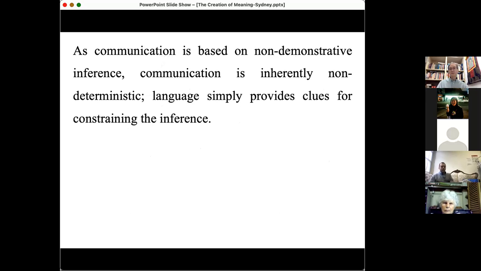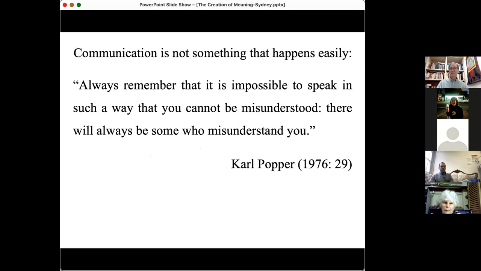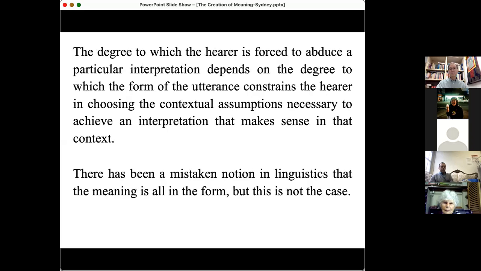Language simply provides clues for constraining the inference. Communication is not something that happens easily. As Karl Popper said, always remember that it's impossible to speak in such a way that you cannot be misunderstood. There will always be some who misunderstand you, because it's not a coding, decoding proposition. It's inferring somebody's intentions in doing whatever it is they did in the attempt to communicate.